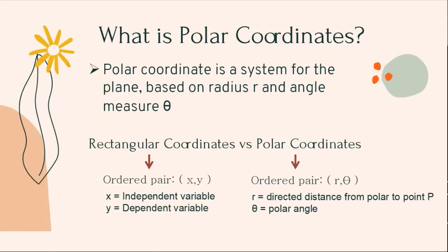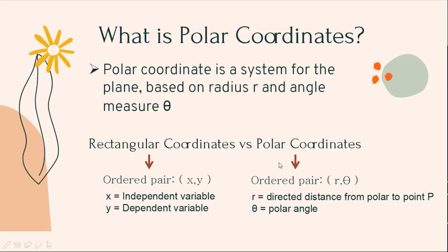Now let's have the definition of the polar coordinates. Polar coordinates is a system for the plane based on radius r and angle measure theta. Let's now compare the rectangular coordinates that we all know versus the polar coordinates. In rectangular coordinates, we have the ordered pair x, y, while in polar coordinates, we have the ordered pair r and theta, or the angle measure theta.